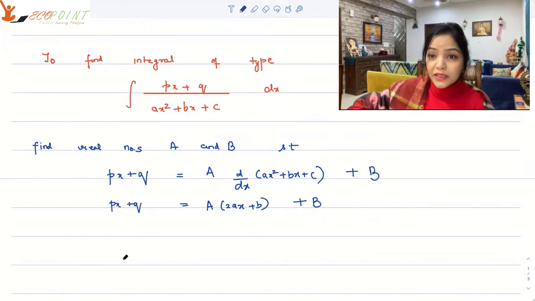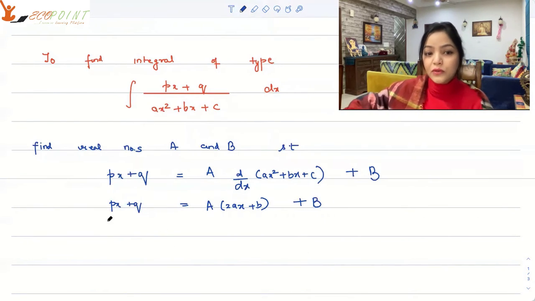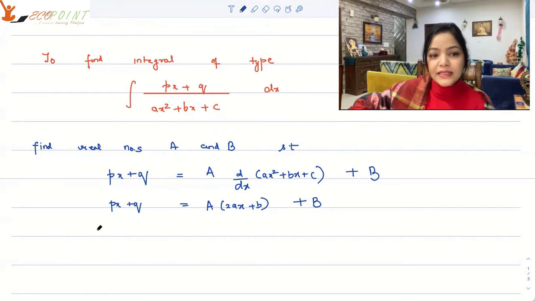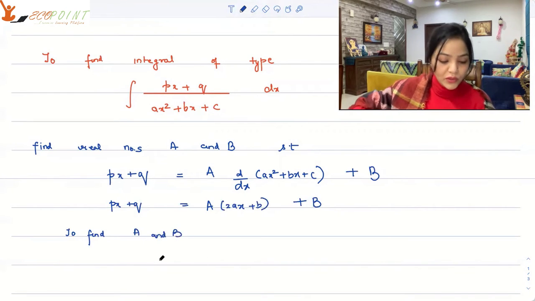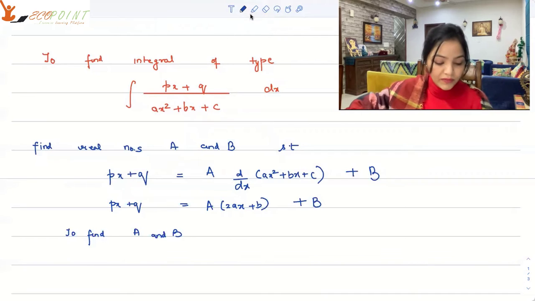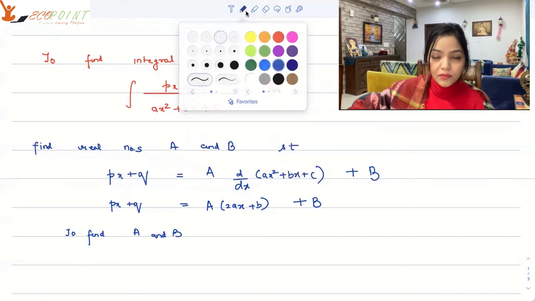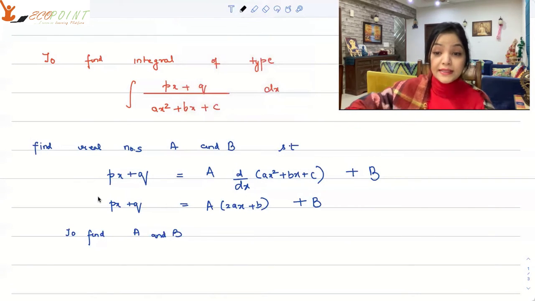Now, to determine A and B, you need to equate the coefficients of like powers. These are like polynomials, right? So to find A and B, we've got to equate the two sides and solve. Now, to understand this, let's take up a question.